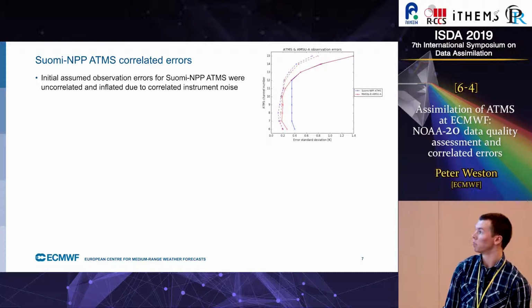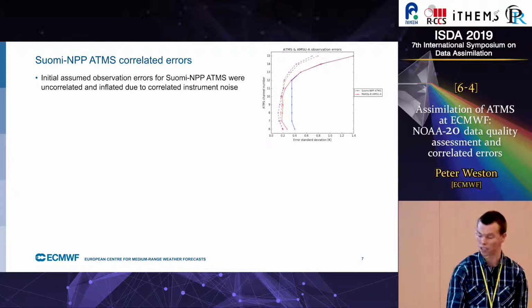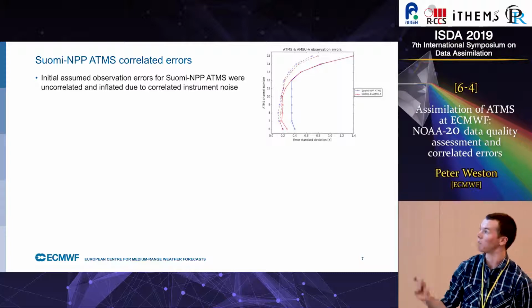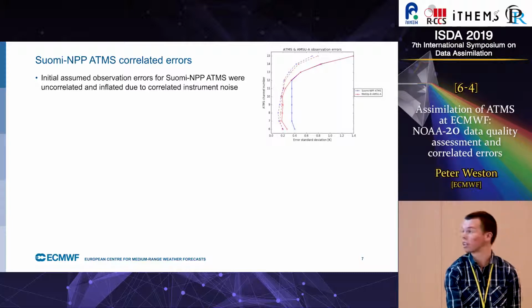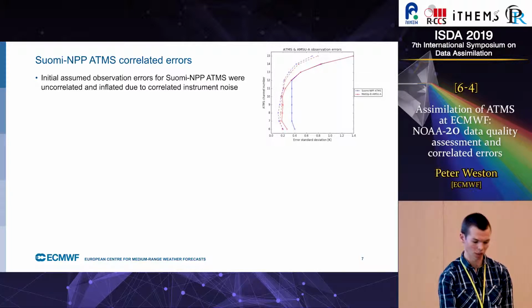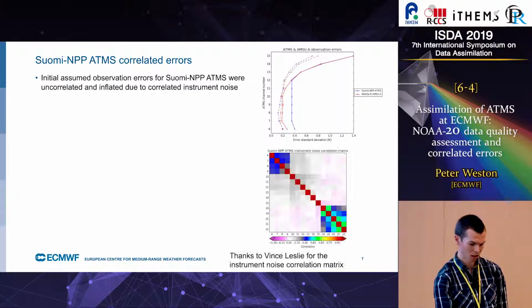The blue solid line is the assumed observation errors for ATMS, and the blue dashed line is the standard deviation of first guess departures. So you see there's quite a big gap between those two lines. For comparison, the red lines are the equivalent values for METOP B. You can see that the assumed errors are a lot closer to the standard deviation of first guess departures, and that's where we wanted to get to for ATMS. But to do that, we have to take account of the correlations, otherwise we can overweight the data.